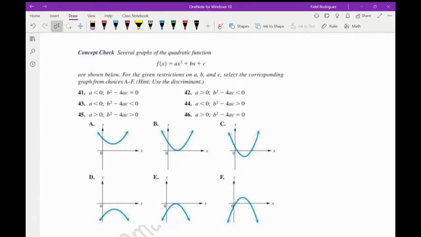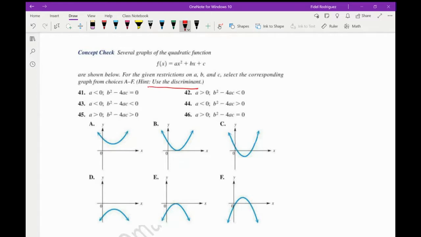Okay, so now here's another problem, very similar to what we were doing before. It says several graphs of the quadratic function f of x equals ax squared plus bx plus c are shown below. For the given restrictions on a, b, and c, select the corresponding graph from choices A through F. And it says, hint, use a discriminant.